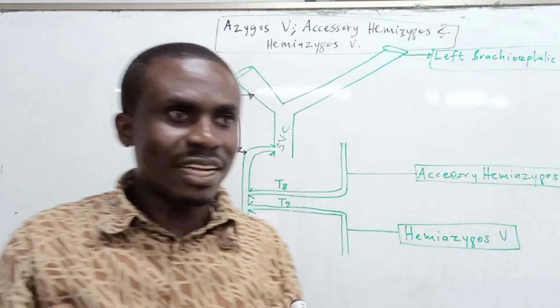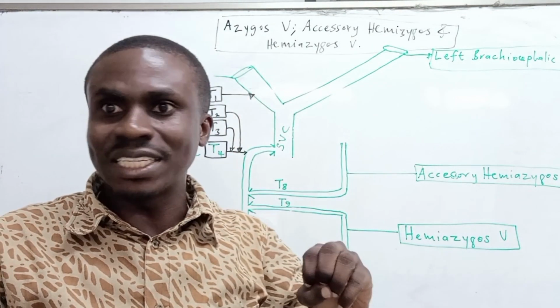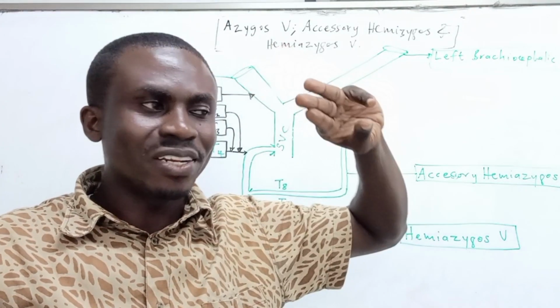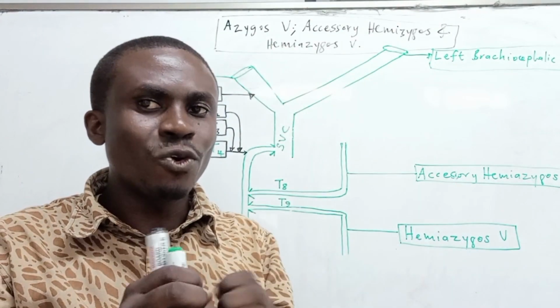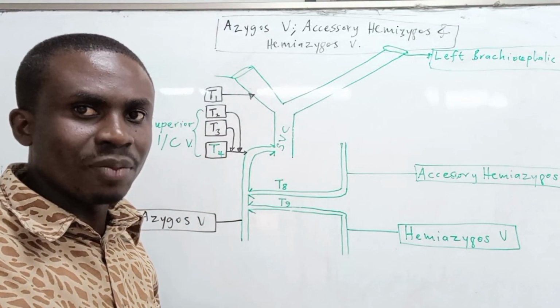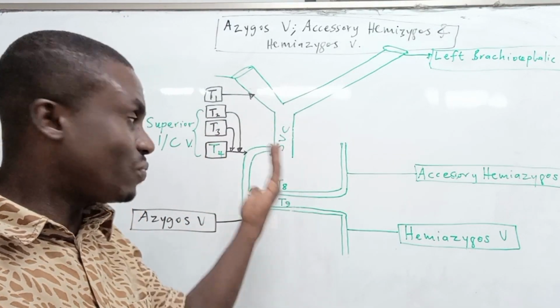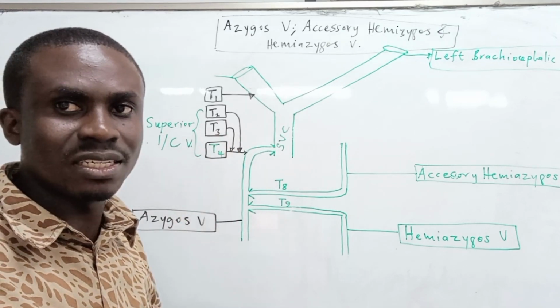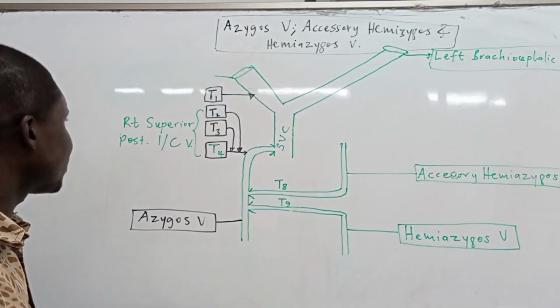Usually, now the principle is that, even for the left one too, we will see that the second, third, and fourth will join. And they will become what we call the superior intercostal vein. Then if it's toward the right, we are calling it the right superior posterior intercostal vein.